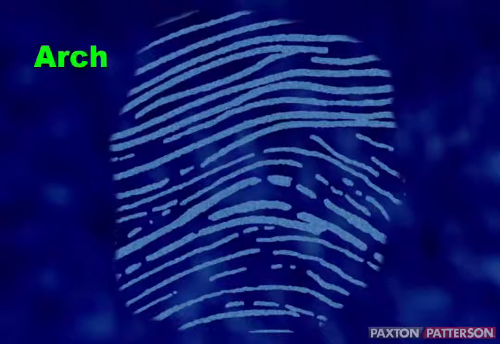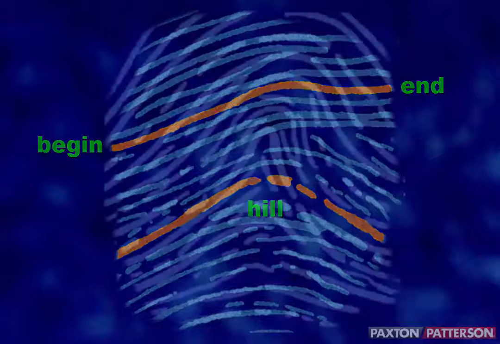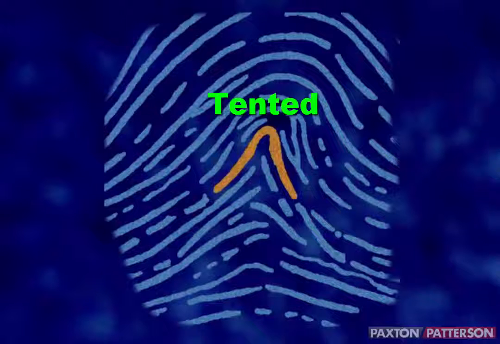An arch is the simplest type of fingerprint pattern, but also the most rare. Only about 5% of the population has arch prints. Arch patterns have ridges that begin on one side and end on the other side, making a line that looks like a hill. A tented arch has a higher, more prominent spike in the center.